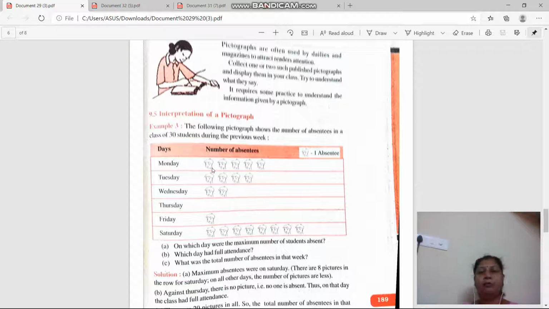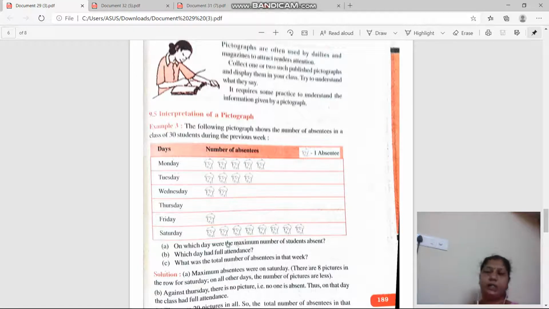On Monday, 1 2 3 4 and 5 students are absent, as one face represents one absence, right? So see here, Monday 5 students are absent. On Tuesday 4 students are absent. On Wednesday 2 students are absent. On Thursday no one is absent. On Friday 1 student is absent. On Saturday 1 2 3 4 5 6 7 8, 8 students are absent. Get it?